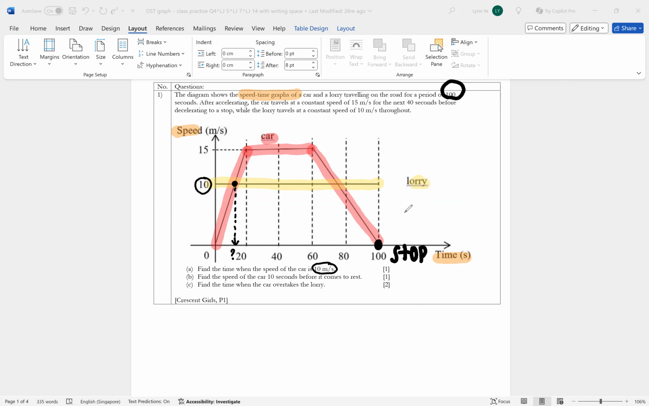Is that all? If you say that's all, you are wrong. Is that all? Huh, guys? Why no? How come that is not all? For the time. The keyword is speed of the car is 10 meters per second. How come that's not all? Who knows?